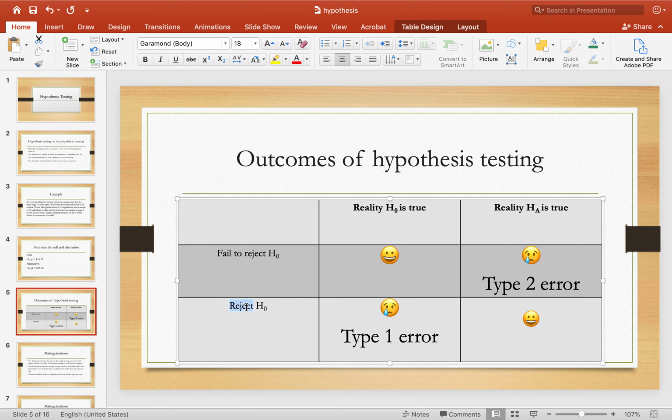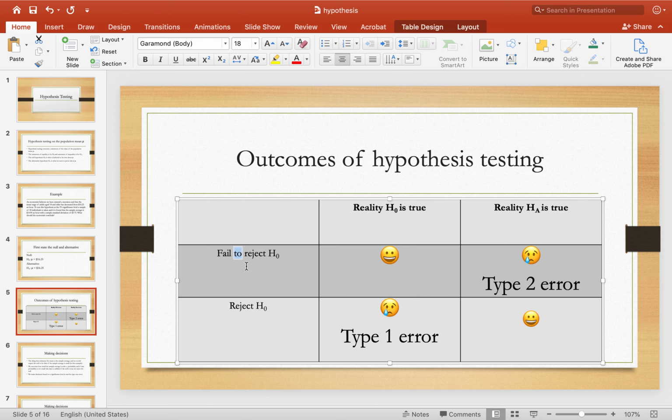Now, there could be convincing evidence to reject H0, and you can think of this as accepting the alternative, if you like. Now, if we decide to fail to reject the null hypothesis, and that matches reality, that H0 is true, we've made the correct decision. That's a happy thing. But if we fail to reject H0, we conclude that H0 is true, but the reality is that the alternative is true. Well, that's a sad thing. We made what's called a type 2 error in that instance.